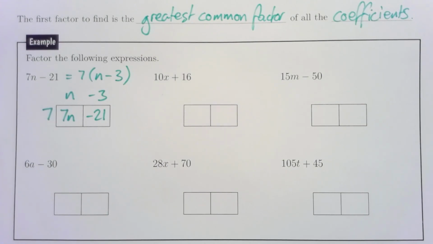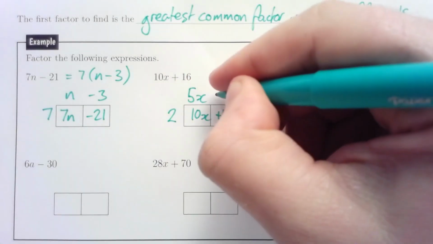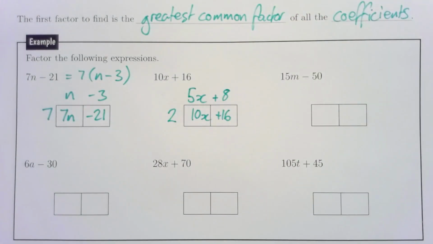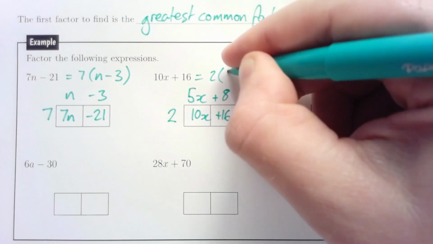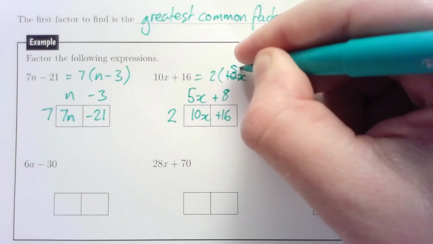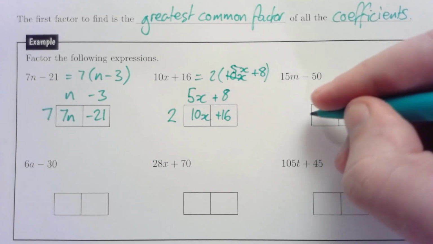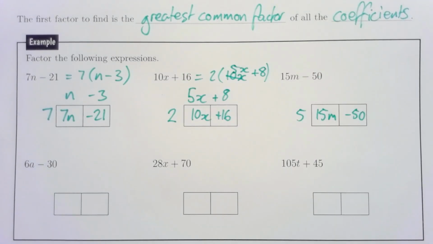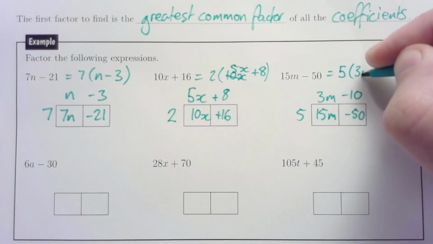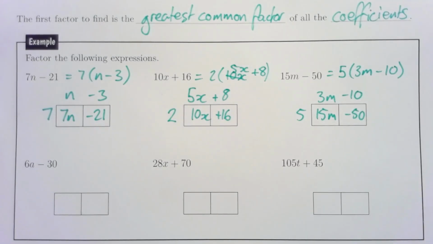For the expression 10x plus 16, we can find the common factor of 10 and 16, which is 2. To get 10x, we would need to multiply 2 by 5x, and to get 16, we would need to multiply 2 by 8. So our expression is 2 times the quantity, 5x plus 8. If our expression is 15m take 50, our common factor is 5. To get 15m, we would multiply 5 by 3m, and to get negative 50, we would multiply 5 by negative 10. So our factored expression is 5 times the quantity, 3m take 10.